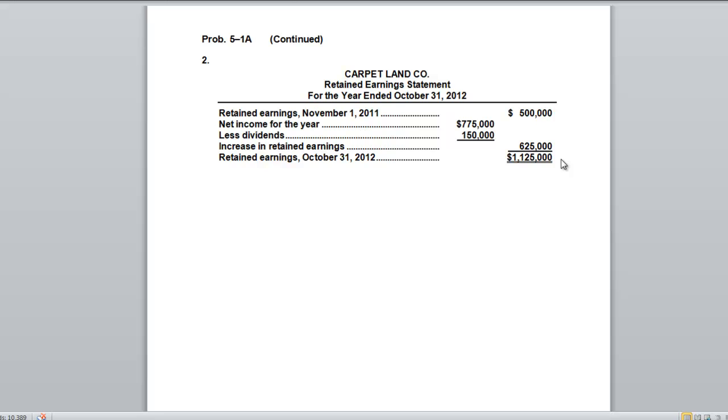And as you're aware, this is going to next find its way to the balance sheet. Let's take a look and see what that's going to look like.